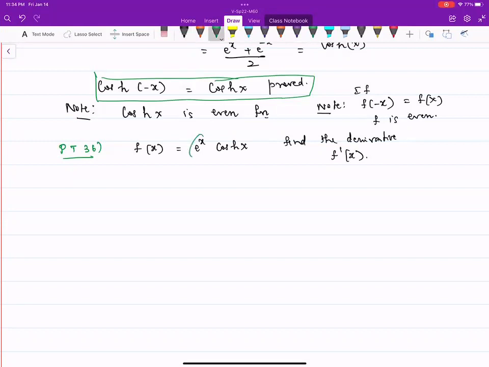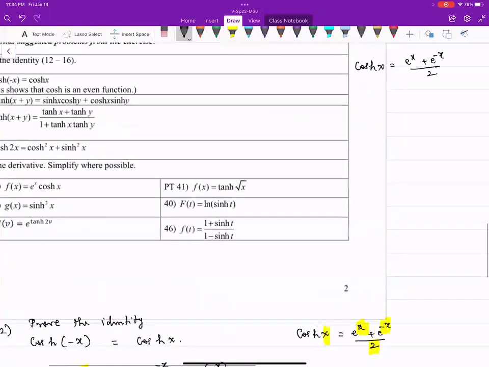So for that, what do we do? Because it's product of two functions, treat one of them as u, the other one as v. So let's say u equal to e to the x. So its derivative is e to the x. And v equal to cosine hyperbolic. What is its derivative? Sine hyperbolic. You can refer the table also.